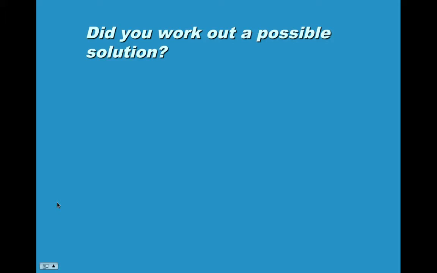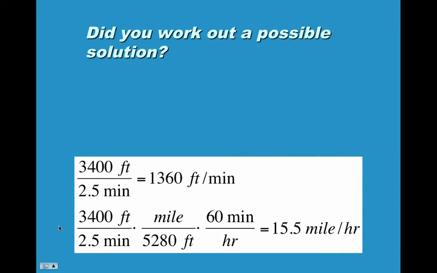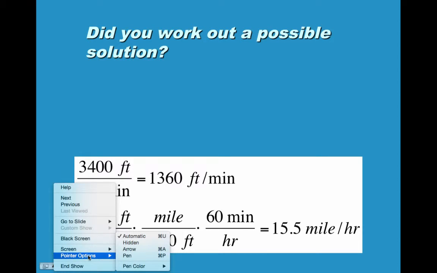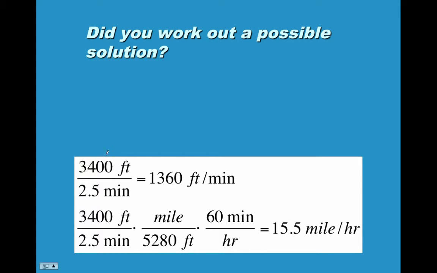Okay, did you work out a possible solution? Here's what it might look like. Now keeping in mind that we're looking for average speed here, which in this case is just the total distance divided by the total time. That doesn't take into account the things that are happening in between there, the different changes in velocity and acceleration, but it gives us a good overall picture of how fast this ride is. So here is our rate turned into a unit rate by dividing. We get 1360 feet per minute. That's the speed in feet per minute.